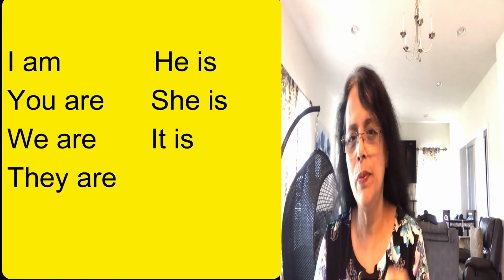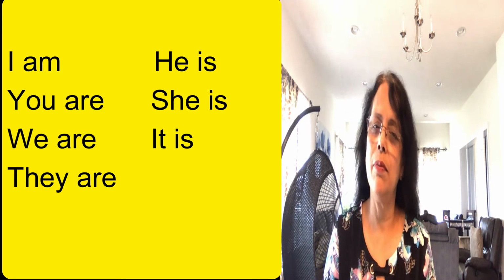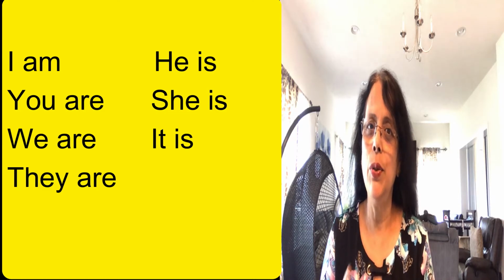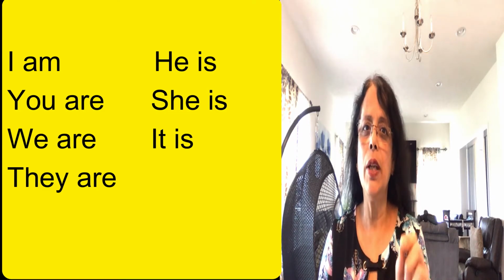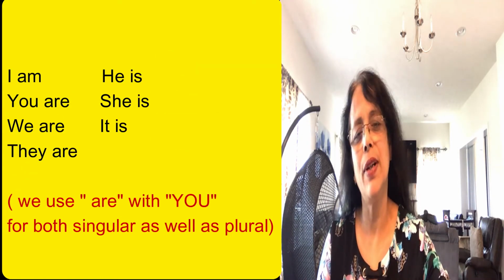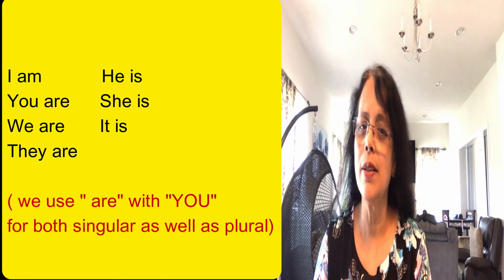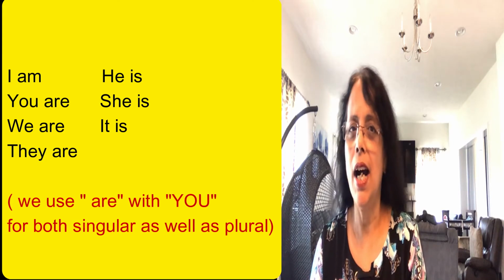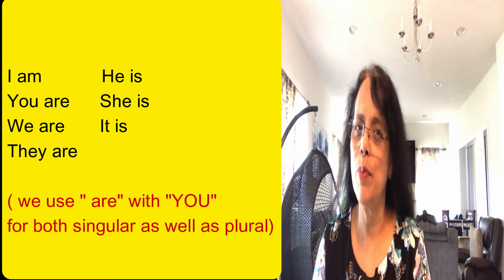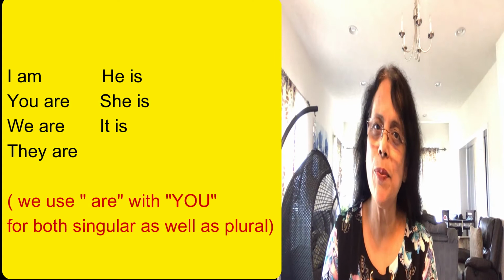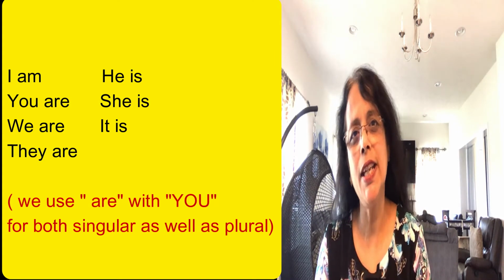You are. The verb can be singular or plural. Why? You can be one person, or you can also refer to more than one. We are, because we, that is the subject, is plural. They are. They is plural, so the verb also should be plural. Hence we say they are.